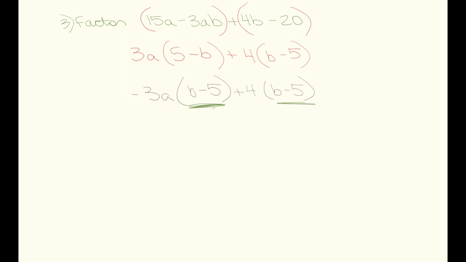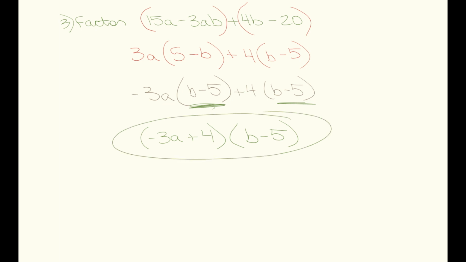you can do this once your parentheses are exactly the same: you take what's outside of the parentheses, the negative 3a plus 4, and put that in one set, and you put what's on the inside of the parentheses on the other set. And that is what you end up with. That would be the final answer.